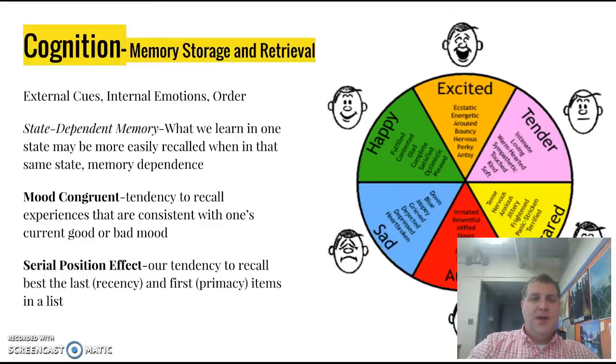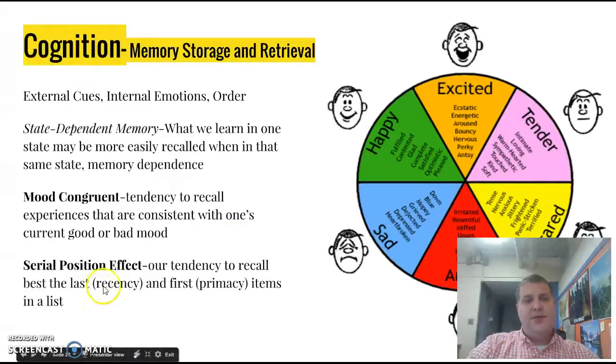Or you might put yourself back to where you can smell a smell or something of that nature. State-dependent memory is what we learn in one state may be more easily recalled in that same state. It's memory dependence. If you're drinking caffeine when you study for a test, drink caffeine when you take the test. If you're happy when you are studying for the test, be happy when you take the test, if you can be, because it'll help you understand and recall that memory. Mood congruent is a tendency to recall experiences that are consistent with one's current good mood or bad mood.